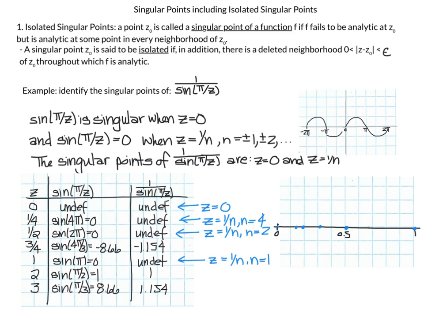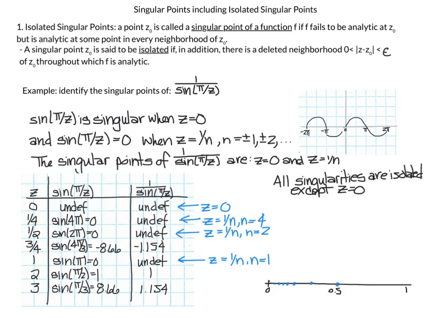When n is equal to 6, the idea is that these singularities start to come closer and closer together. The closer you get to 0, the closer the singularities are. So that's going to be an important point. I've moved my drawing here, and the point is all of the singularities are isolated except for z equals 0. Let's start with all the other singularities are isolated.